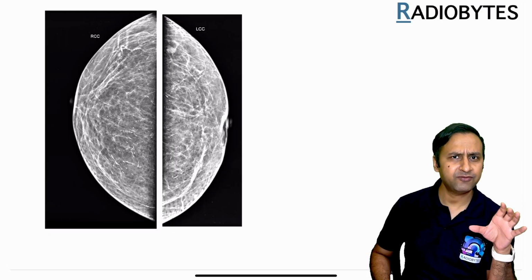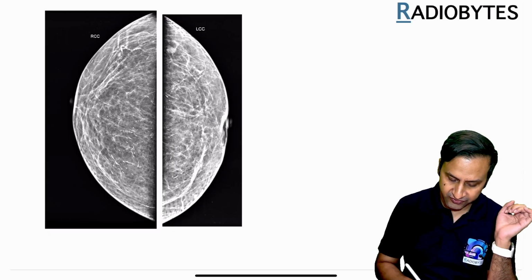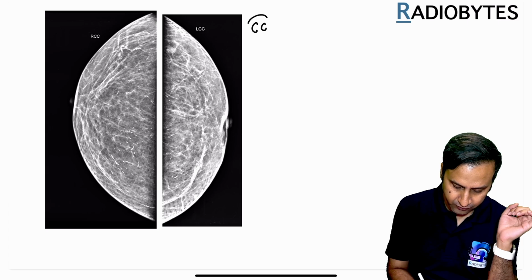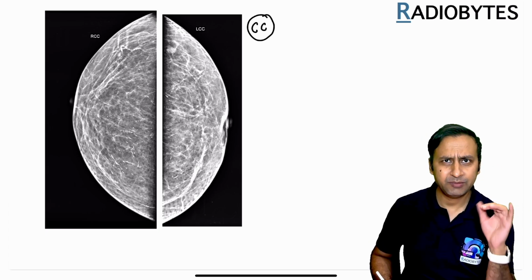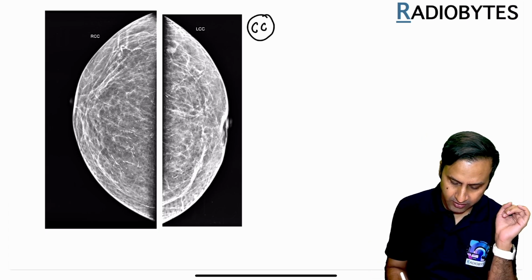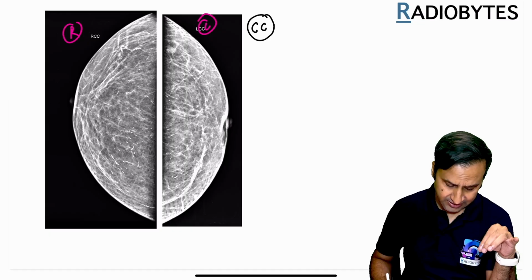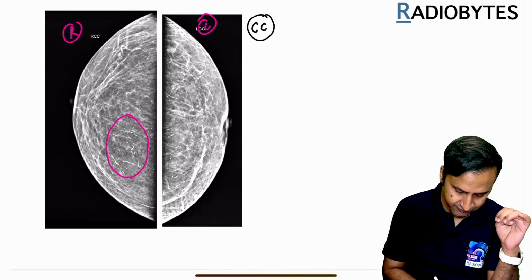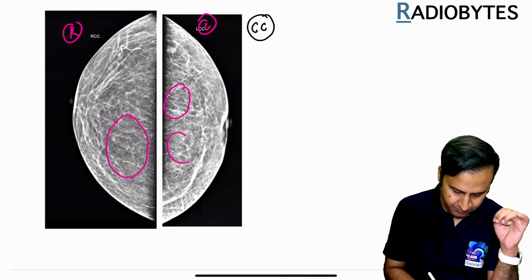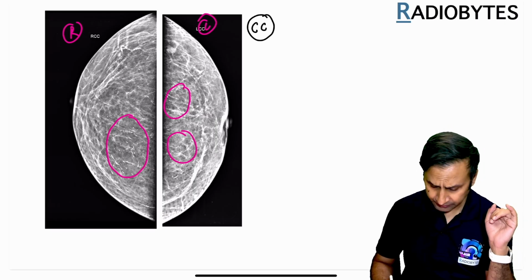Now, this mammogram we have had a look at before also. This is the craniocaudal view. I hope everybody is going to agree with me. And this is the right breast and this is the left breast. It's all labeled. Now, do we see any calcifications on the mammogram? Yes, I can see multiple linear calcifications all throughout the breast parenchyma. I think that's for sure.